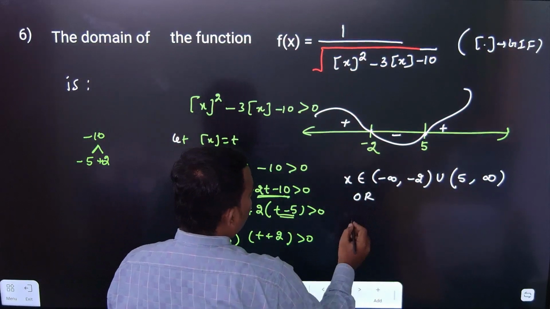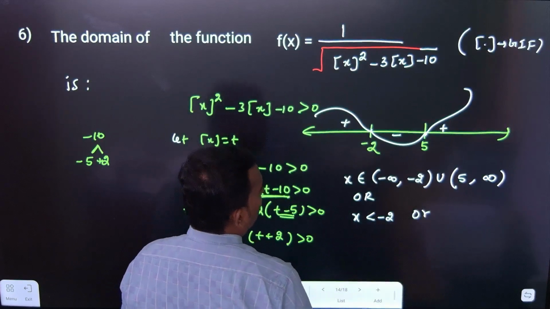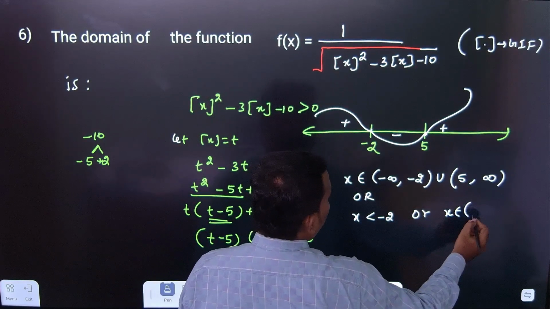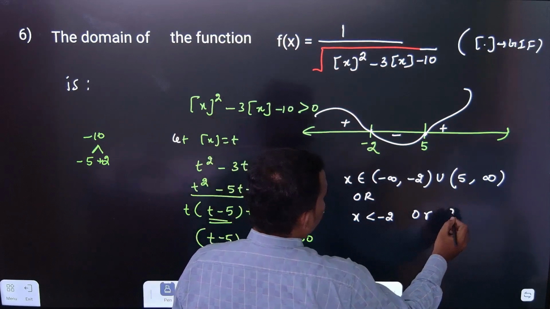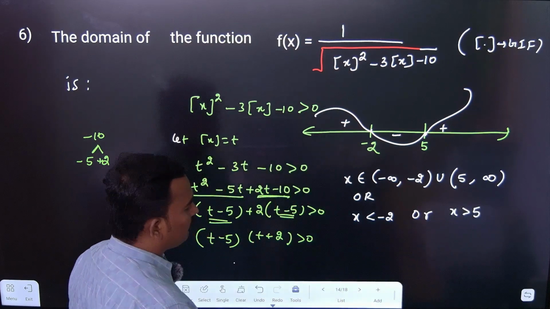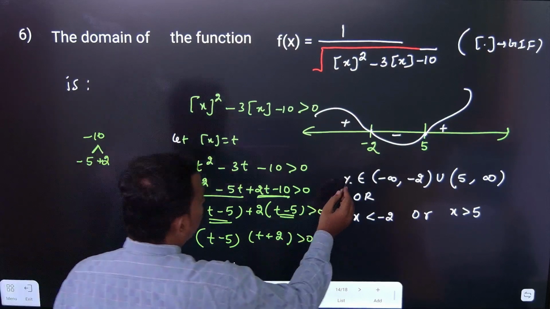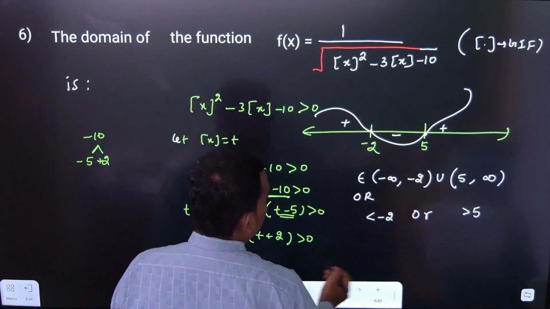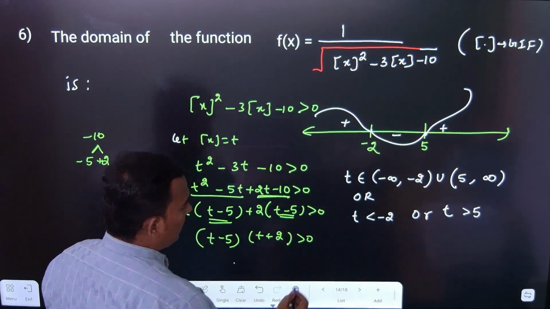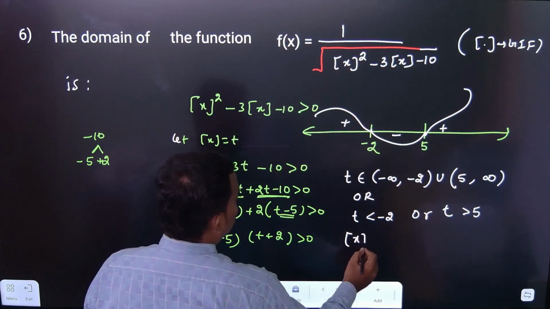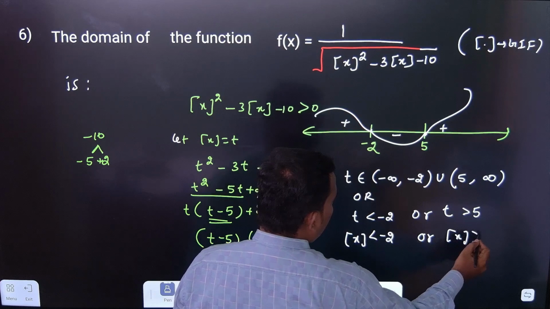Or you can write x should be less than minus 2, or x should be greater than 5. Clear? Sorry, x or t is here. Sorry, we have to take t only, right? So what is t here? t is the greatest integer function. The greatest integer function is less than minus 2 or the greatest integer function is greater than 5.